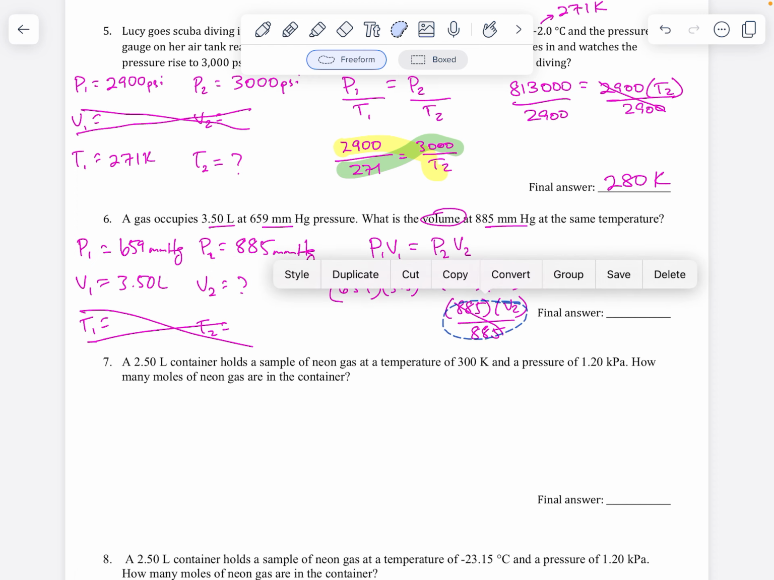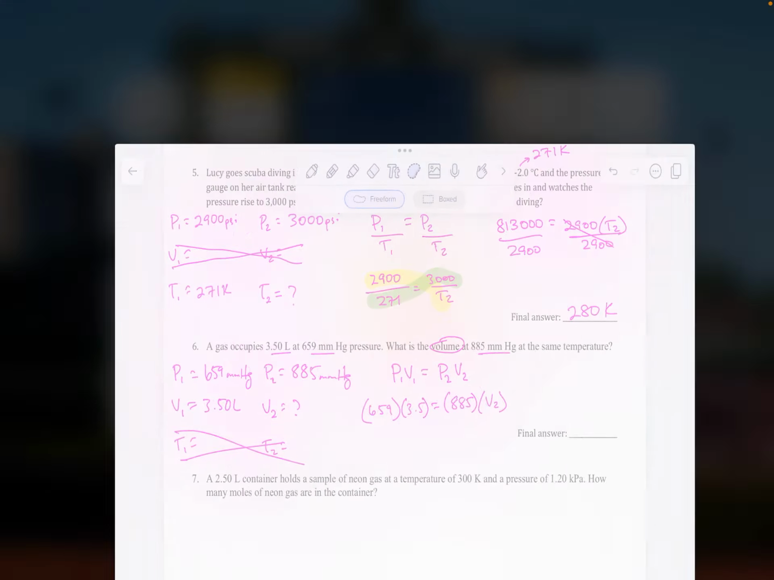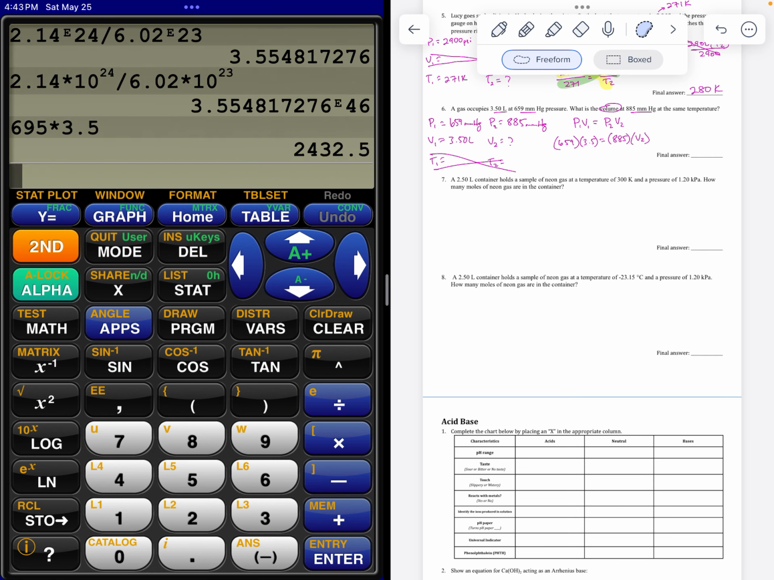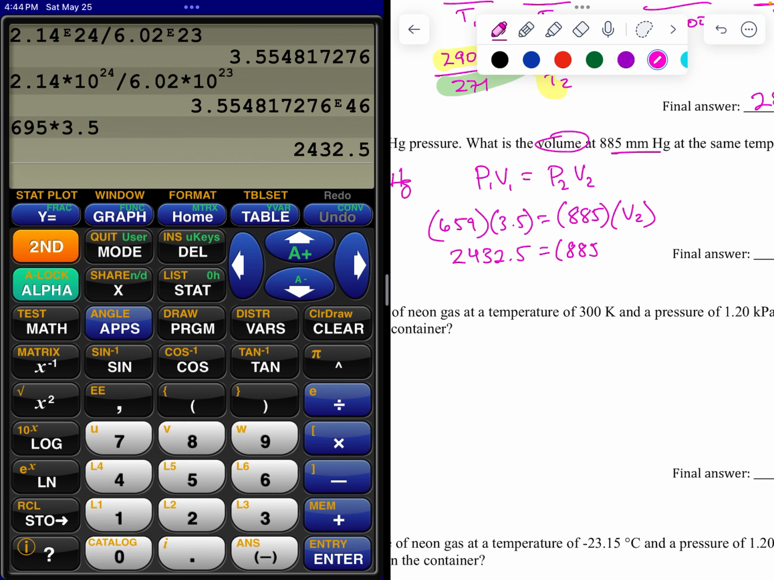Let's delete these. Let's see what 695 is. 695 times 3.5 gives us... that would have been confusing, huh? 2,432.5. Now we would divide both sides. And there we go.